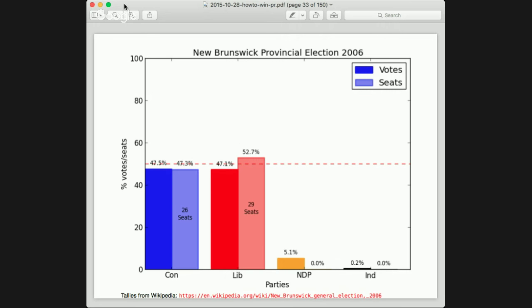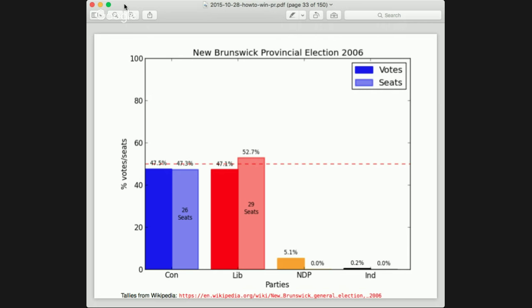Oh, it happened again in New Brunswick. This time the Liberals won, and then the Conservatives did not. And you can see they're fairly close. But it's still the case that the party that gets more votes wins fewer seats and doesn't get to form the government, doesn't even get the opportunity because they're the opposition. Yep.